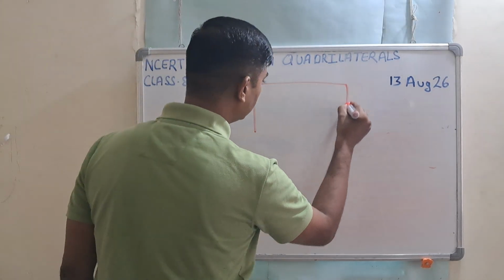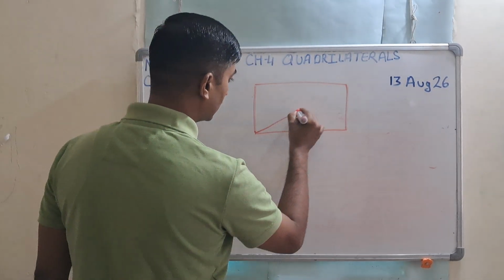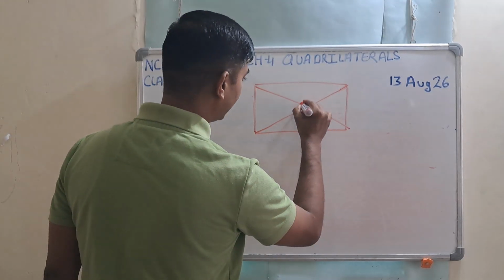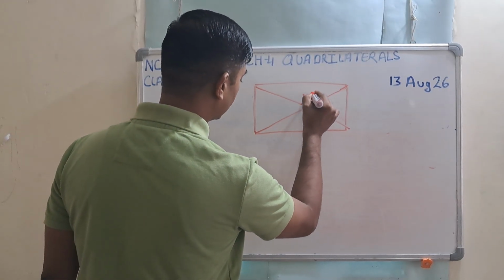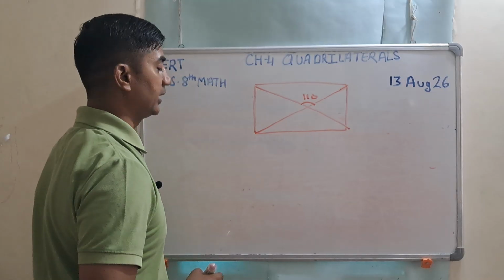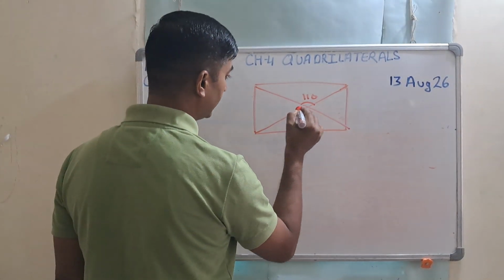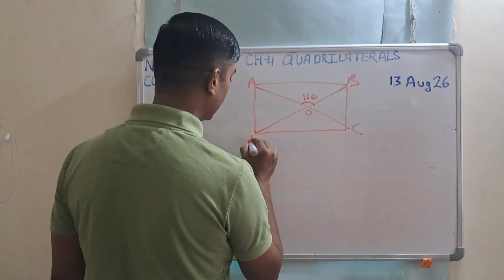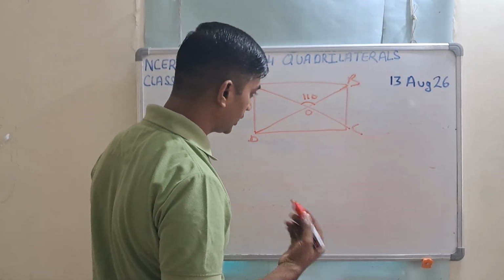This is our diagram. These are the diagonals, and this angle is given as 110. Understood? This is point O. This is A, B, C, D. Now we have to find out all the other angles.